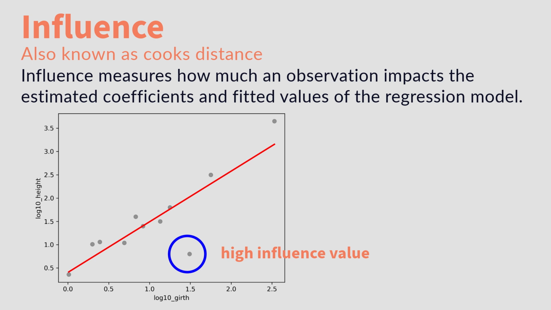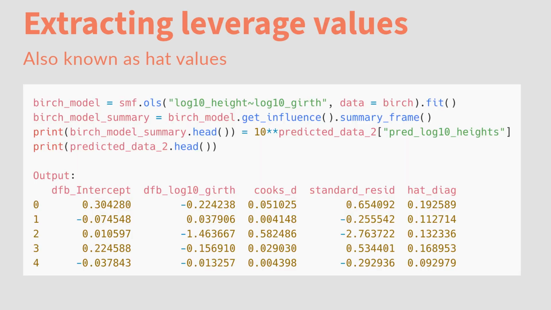The second kind of outlier is when it lies far from model predictions. Here we can see that there is a really short and thick tree. These types of values which lie far from the model predictions can be quantified using a parameter called influence. Leverage and influence along with other metrics can be retrieved by calling the get_influence method on the fitted model and then calling the summary_frame method.